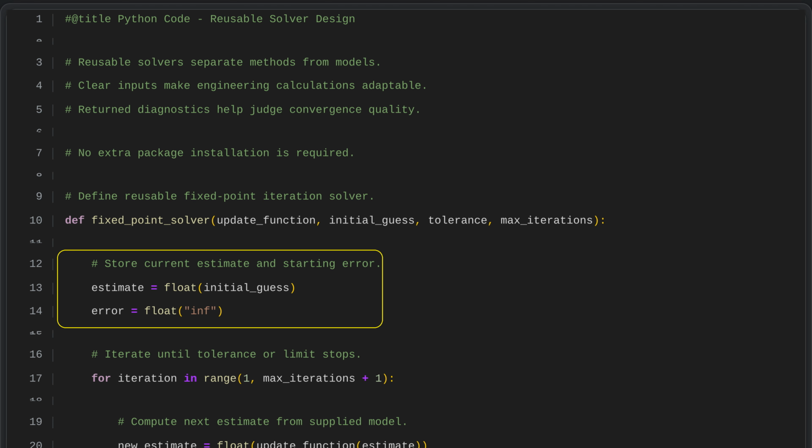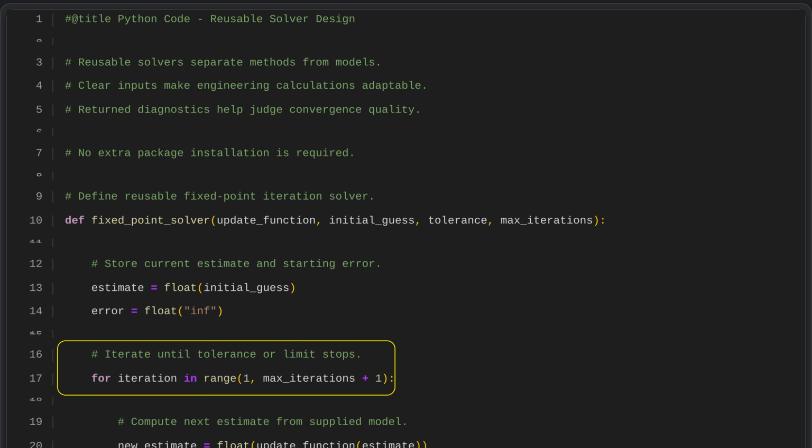The process begins by using the initial guess as the starting estimate and converting it to a floating point value for accurate calculations. The error is then set to infinity, so the iterative loop runs at least once and can begin improving the estimate.